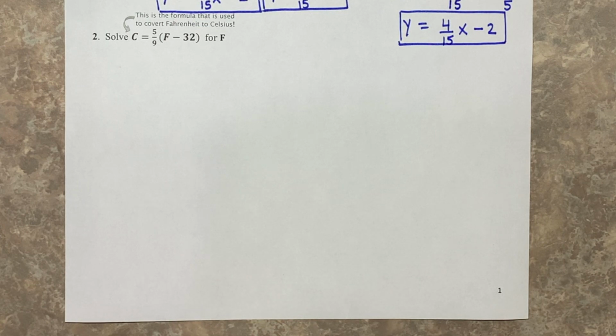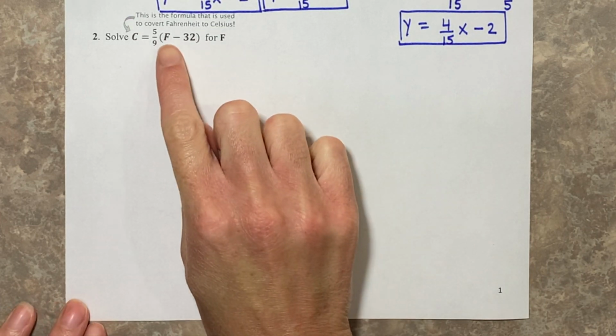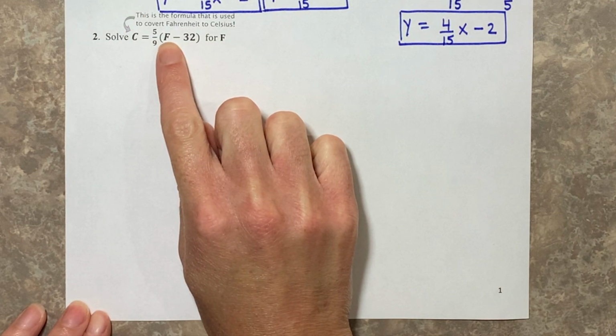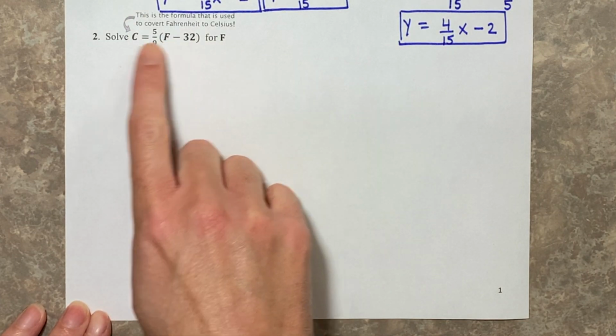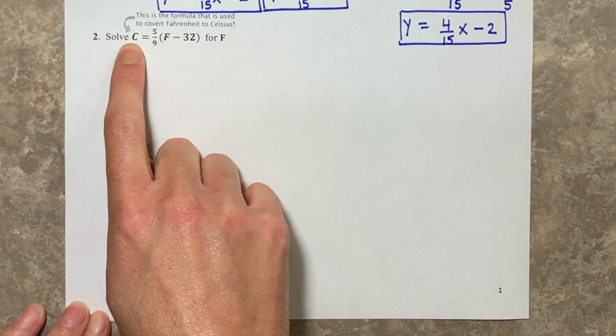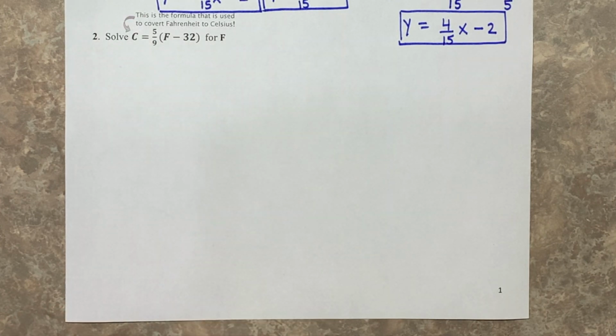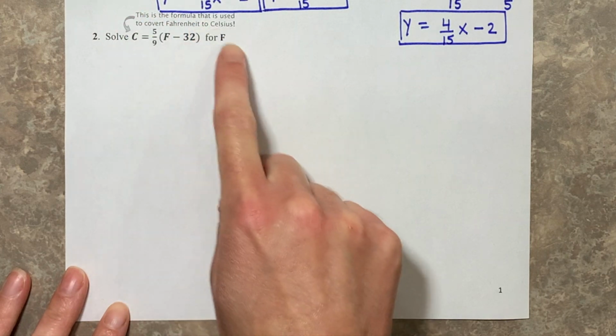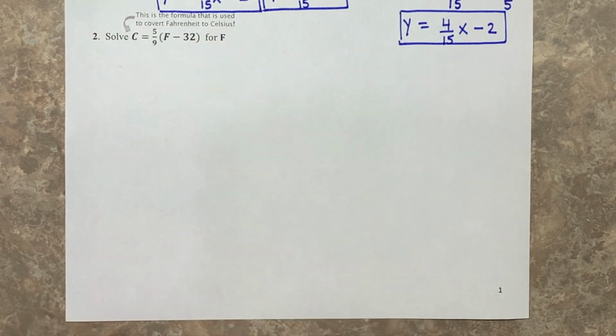Problem number 2 is a very widely used formula. It's actually the formula for converting between Celsius and Fahrenheit. So as this formula is written, if you know a Fahrenheit temperature, you can plug that Fahrenheit temperature into the formula, and then you can compute the corresponding Celsius temperature. But what if instead you know the Celsius temperature and you want to convert that temperature to Fahrenheit? You have to rewrite this formula so that it's solved for Fahrenheit. And that's exactly what we're going to do here. We're going to solve for F, or Fahrenheit.